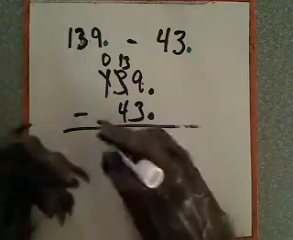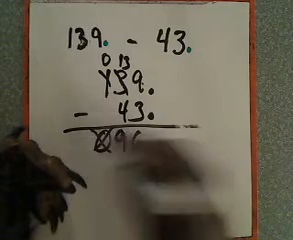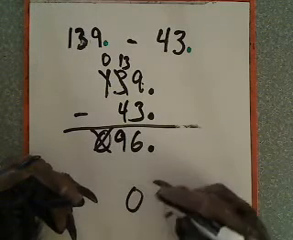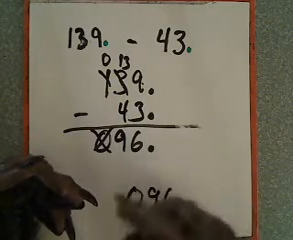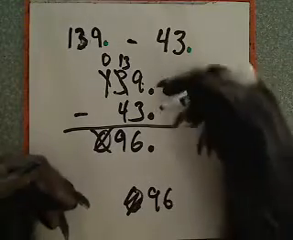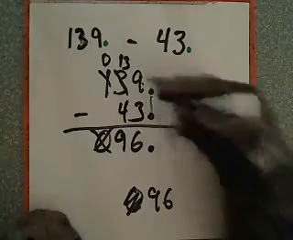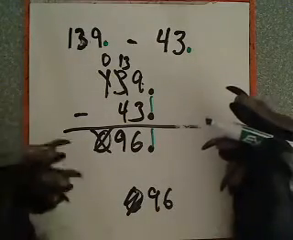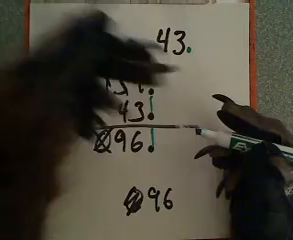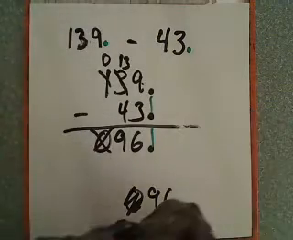And then there's nothing here. Now you could put a 0 here, but why put a 0 there? You don't say, can I have 0.96 of something? You just say 96. So once again, I brought down that decimal. That's why the decimal is important. And you have 96 as your answer. 139 minus 43 is 96.